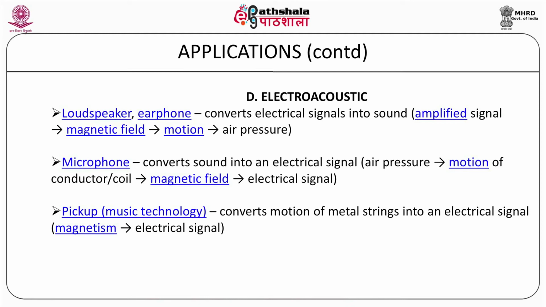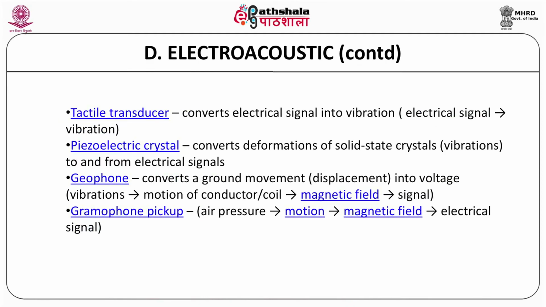Now the third one is the pickup, which music technology professionals use. They convert the motion of metal strings into an electric signal. Magnetism is converted to an electric signal. In electroacoustics there are more examples. Tactile transducers convert an electric signal into vibration.